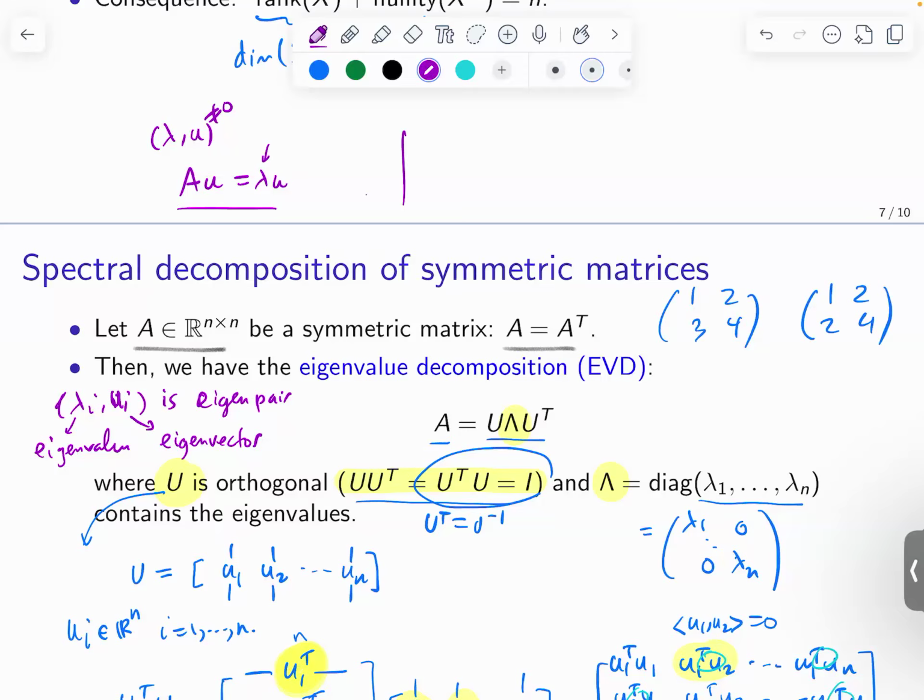So what does it mean? Let's say in R2, A is 2 by 2. For example, I have [[1, 2], [2, 1]]. And if I multiply it by the vector (1, 1), what do I get?